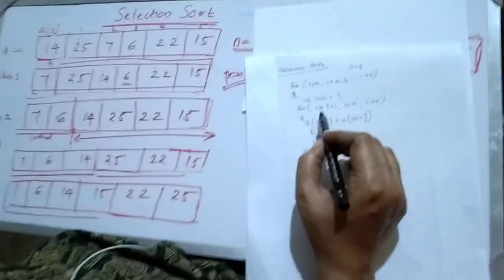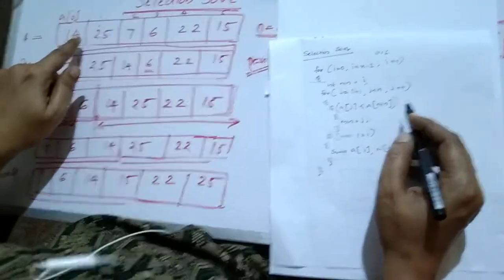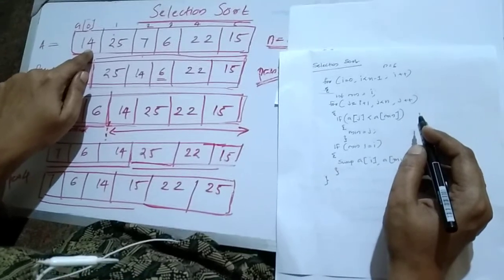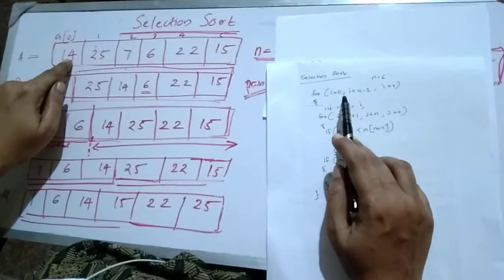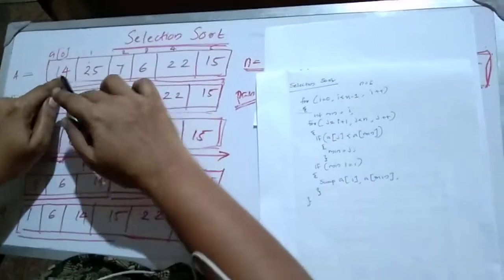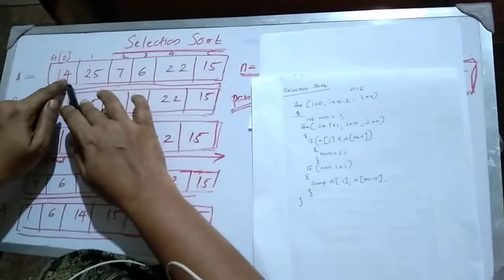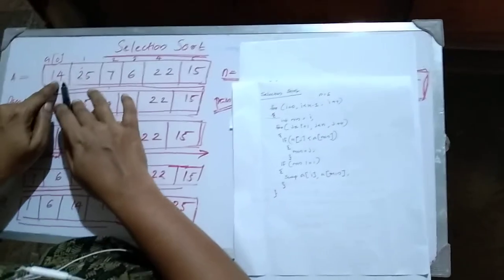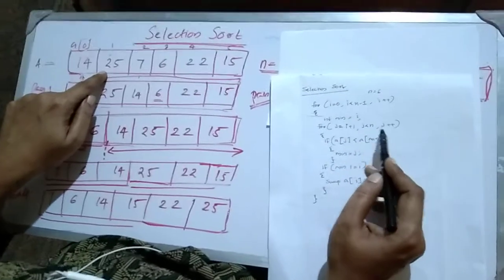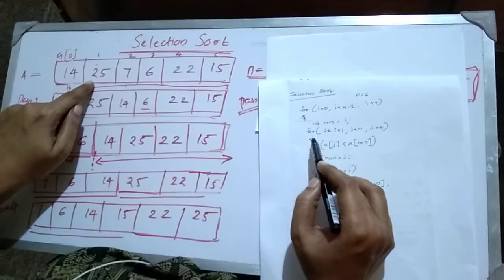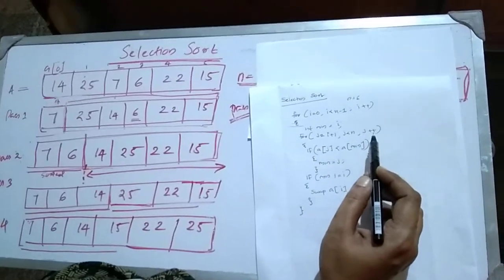Here j is equal to i plus 1 means next we have to increment this ith position. That means here we have set int min is equal to i, the first value of i is 0 here. So this is the minimum here, 14 is the minimum here. Next we need to compare this with the next element. That's why for j is equal to i plus 1, j less than n, j plus plus. This is for the comparison.